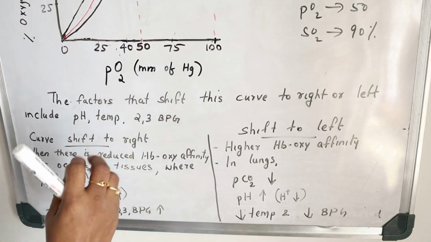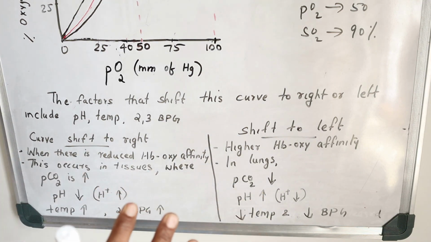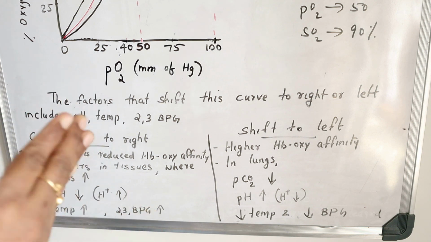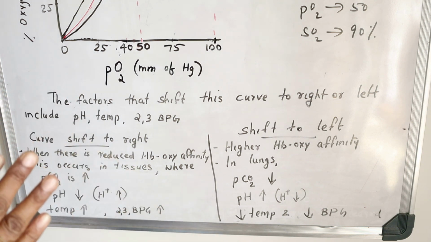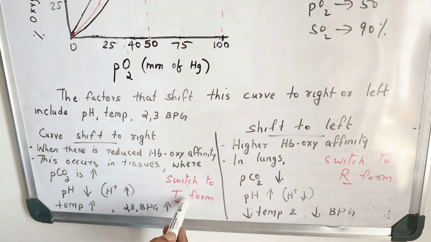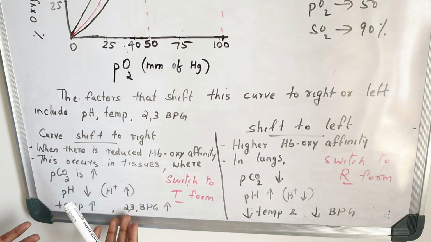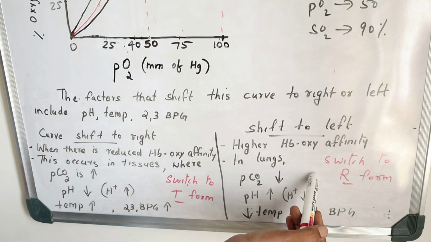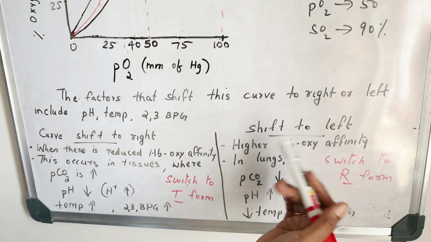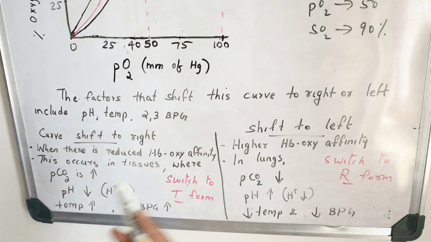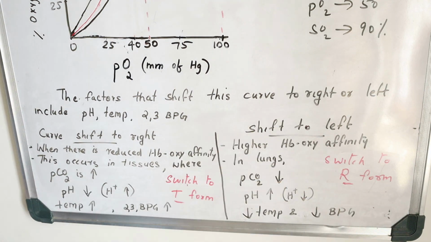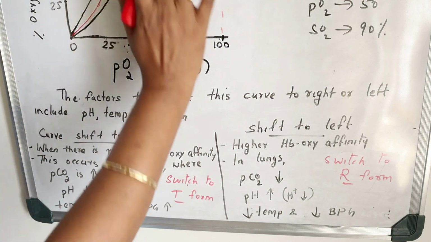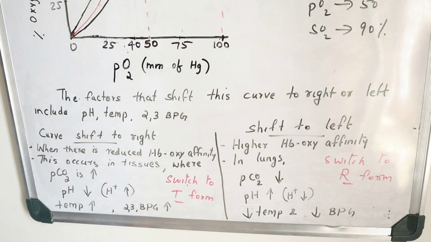So these are the certain factors that will cause the sigmoid curve to shift either to the right side or to the left side. You can see that the T form is stabilized here, and when we move to the lungs, that T form of the hemoglobin is switched to the R form, that is a relaxed form that can carry the oxygenated hemoglobin there. So that's all about the oxygen dissociation curve. Thank you all.